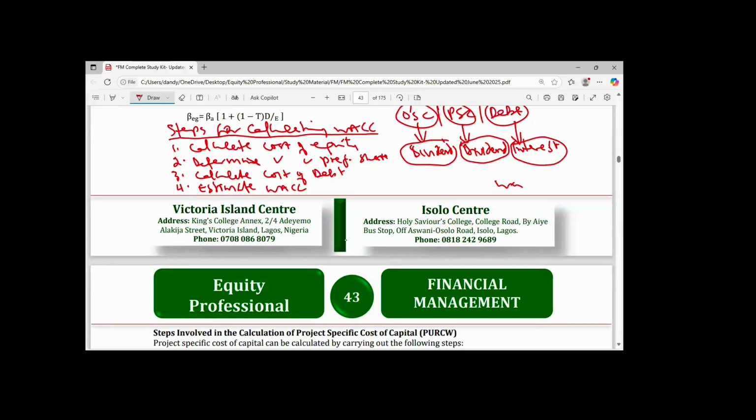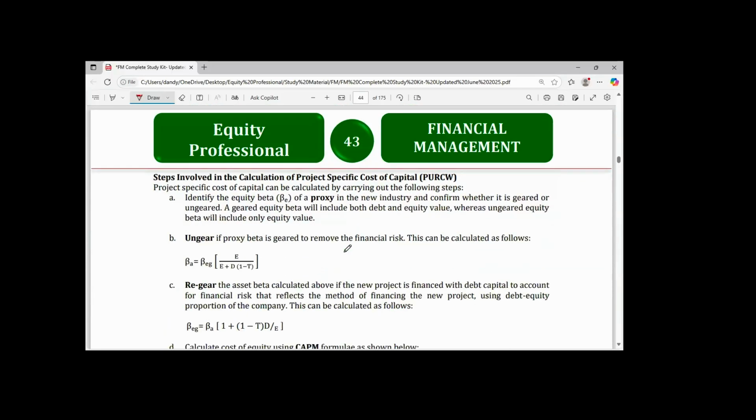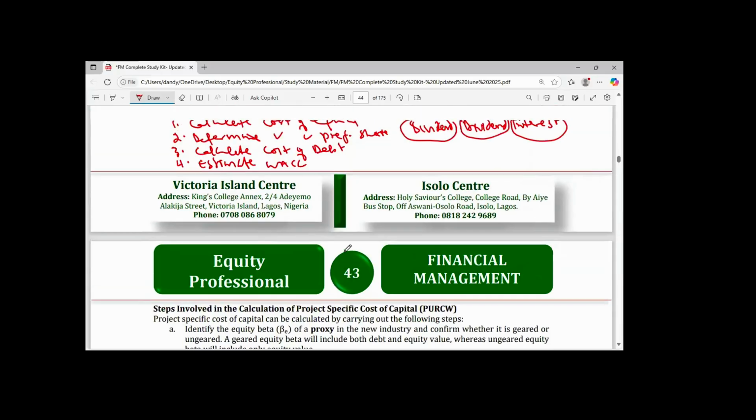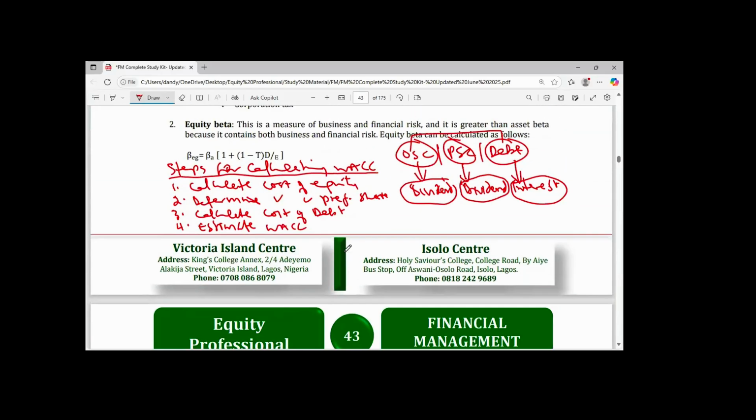Then we started with, and I said, how do you estimate cost of equity using dividend valuation model? The dividend valuation model will be used to calculate cost of equity when information on dividend and share price are given. So when you are given information on dividend as well as the share price, you are expected to use dividend valuation model to compute cost of equity. Therefore, what is cost of equity using dividend valuation model? It represents the ratio of dividend to share price.